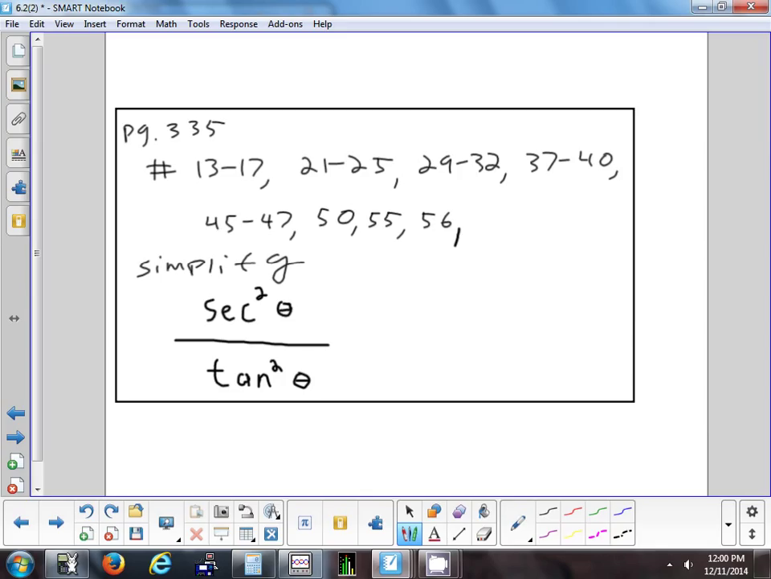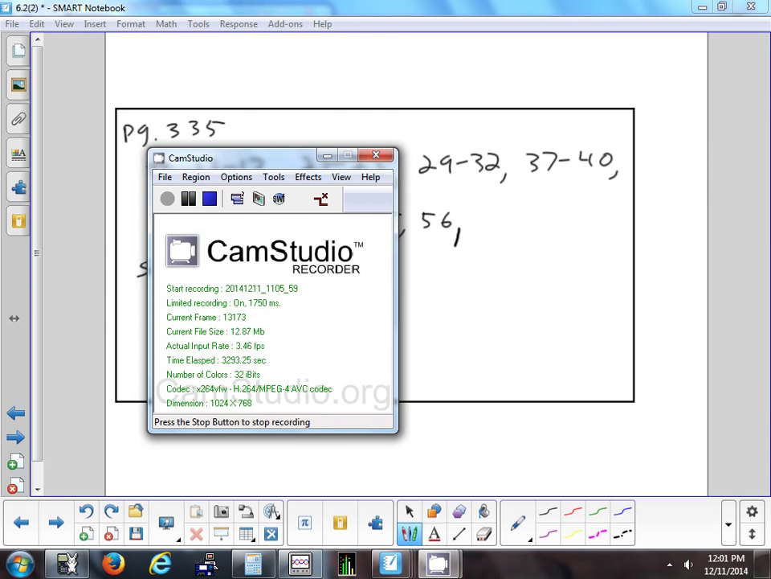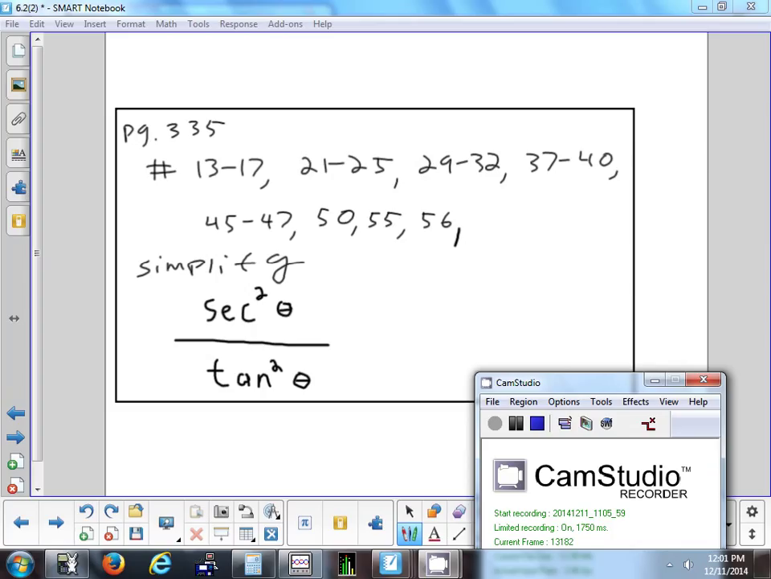So the homework, it's a couple questions of each of the different types we did. So a little bit of unit circle, actually a lot of unit circle, and then just a couple on identities. So it's 335, 13 to 17, 21 to 25, 29 to 32, 37 through 40, 45 to 47, 50, 55, 56. And I want you to try this one identity. Secant squared divided by tangent squared. Okay, so we'll go over that before our test tomorrow. And anything else we need to go over from the week, we can look at that as well.